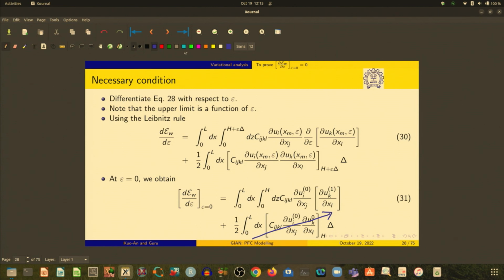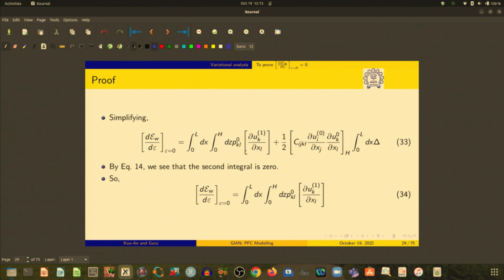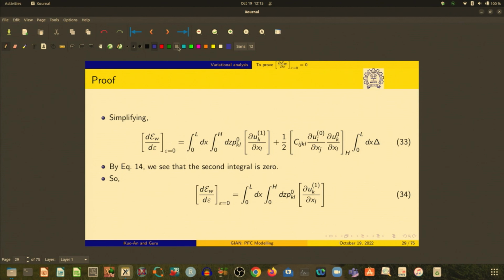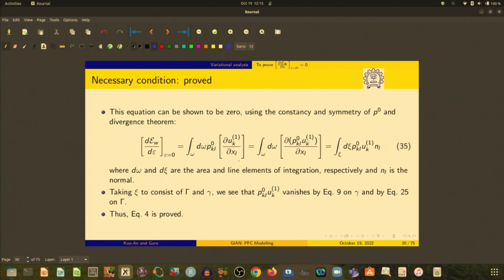How do we do that? Okay, so this is 0, that is fine. I pulled it out because it is a constant, and I have this. How do I prove that this is equal to 0, right? So, how are we going to deal with this? You take the dou by dou x_l and transfer it to the other variable. We know that p_kl^0 is a constant, right.